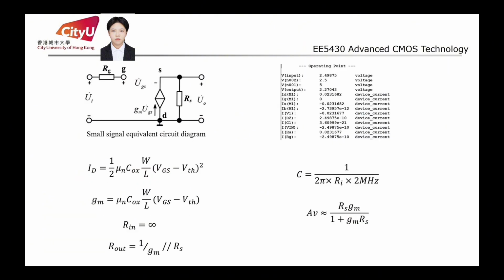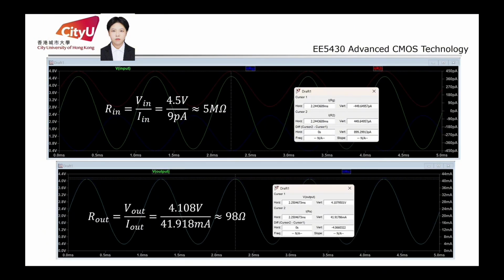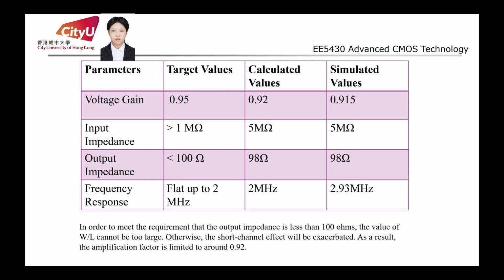Then analyze its small signal equivalent circuit diagram, analyze the DC operating point and the values of each parameter. In the simulation, we can see the amplification coefficient is 0.915 and the capacitor is 7.95 nF. Next is input impedance and output impedance. Finally, we can see all the values of each parameter and its target values, calculated values, and the simulated values.